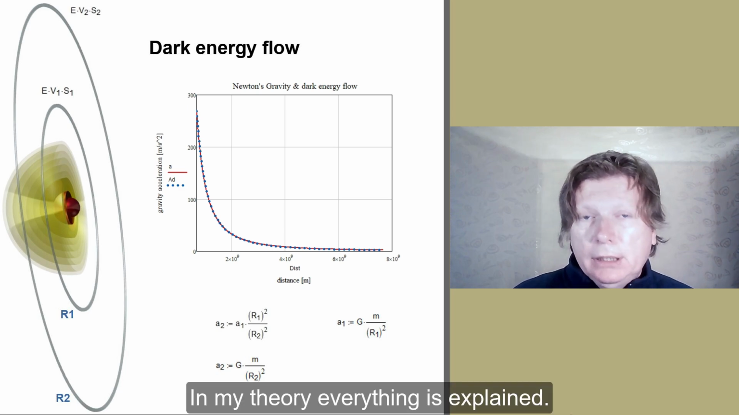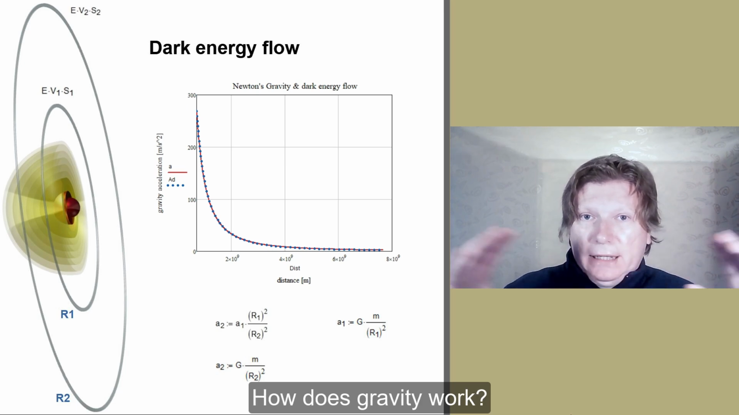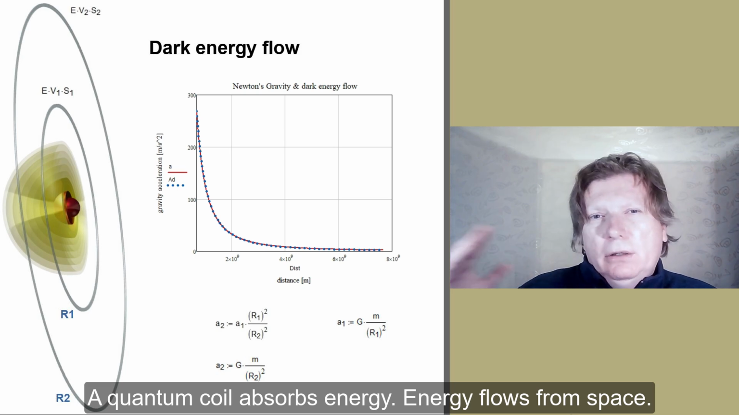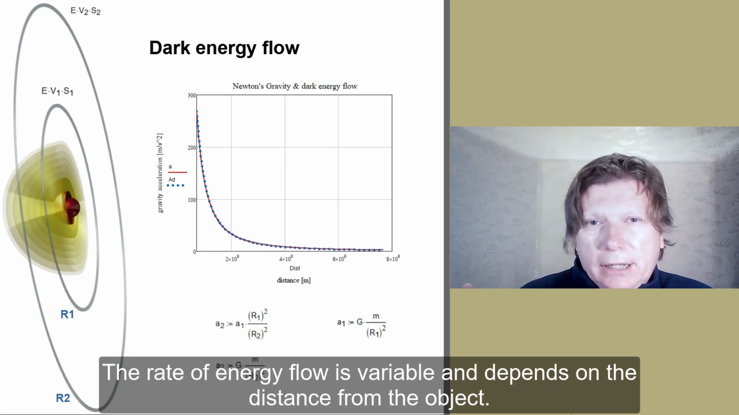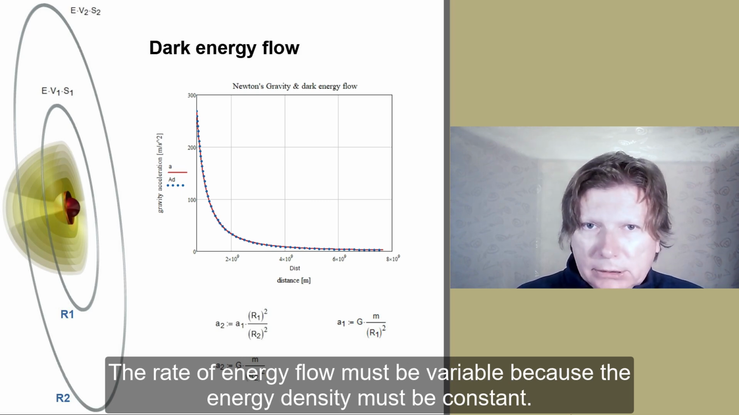O tyle w my theory, everything is explained. What is gravity? Gravity is the flow of dark energy. How does gravity work? Quantum coil absorbs energy. Energy flows from space. The rate of energy flow is variable and depends on the distance from the object. The rate of energy flow must be variable because the energy density must be constant. I jej ilość zarówno dla małej sfery, jak i dużej musi być taka sama.